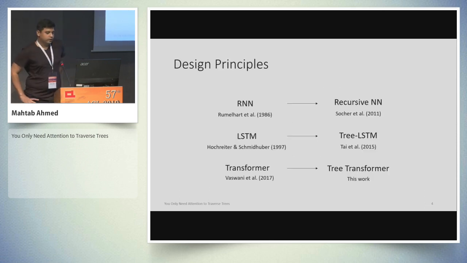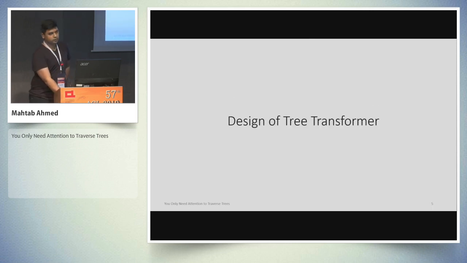We know that there exists RNN, which works on sequential data. Then there's a recursive version, called recursive RNN, which works on tree-structured data. You have LSTM, which works on sequential data, then you have tree LSTM, which works on tree-structured data. You have the transformer, which works on sequential data. In this study, we propose a tree transformer, but the task is different. It's not the machine translation task, but it works on any kind of tree, like dependency or constituency trees.